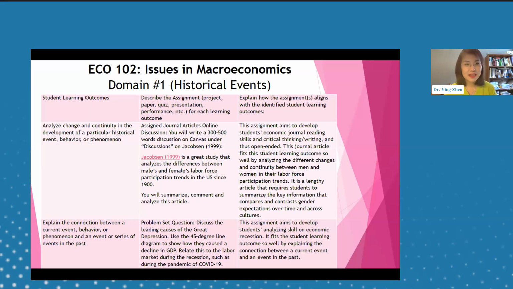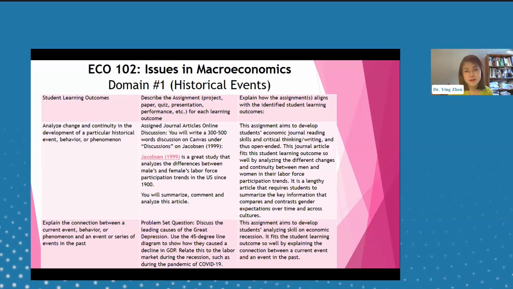Okay, so the other student learning outcome is to explain the connection between a current event, behavior, or phenomenon and an event or series of events in the past. So what I did is assign students this question, because we've been in a pandemic, although we are at the end of it, it's still there. I'd encourage them to apply the 45-degree line to show the causes of the Great Depression. So we know the Great Depression happened around the 1930s, right?